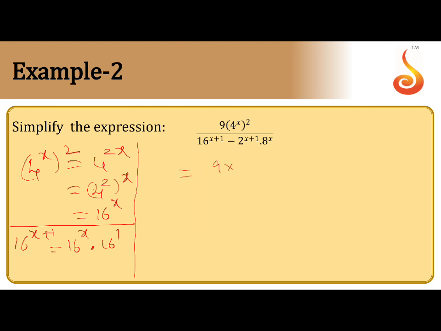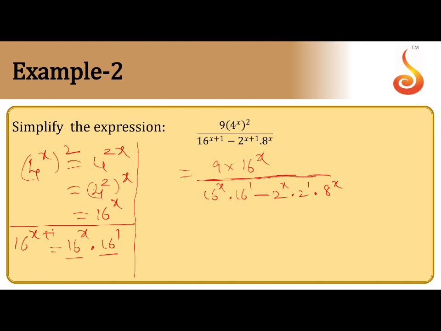9 into 4 power x whole square is nothing but 16 power x. It's already we solved here. Now down, 16 power x plus 1 as 16 power x into 16 power 1, minus again same thing, 2 power x plus 1. How to write? 2 power x times 2 power 1 into 8 power x.